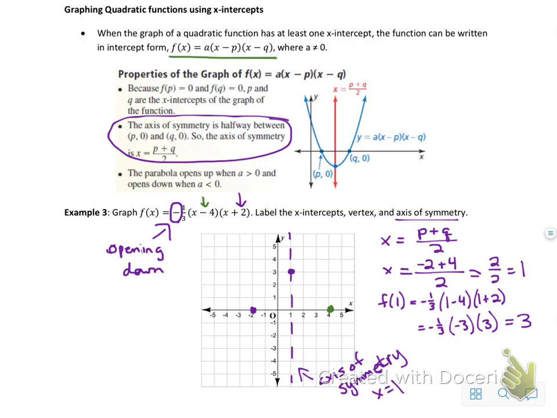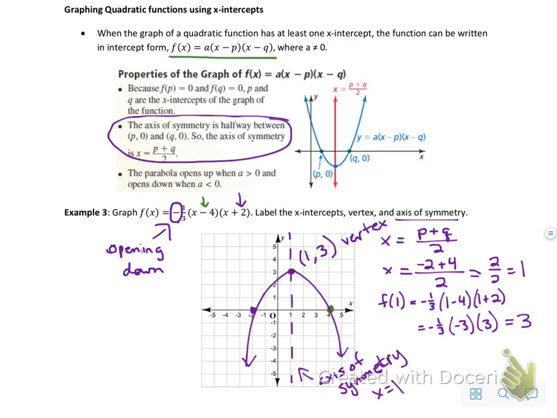And then we're going to draw our brow. Whoosh. We know it's going down because the a was negative. Okay, the vertex is (1, 3). And that's our vertex.